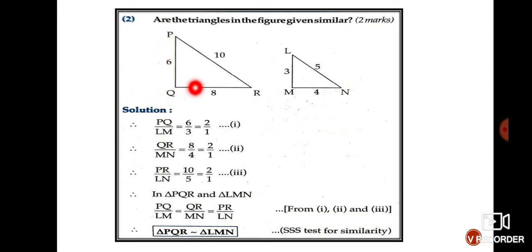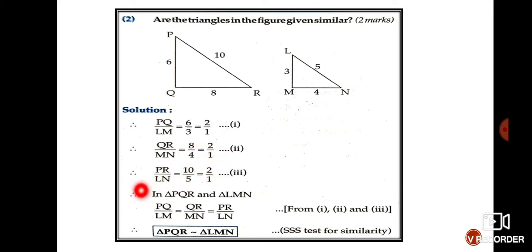Side PQ corresponds to side LM. Let us write down the ratio. PQ upon LM is 6 upon 3 is equal to 2 upon 1. The next corresponding side is QR upon MN. We have QR upon MN is equal to 8 upon 4 is equal to 2 upon 1. Then the third pair of corresponding sides, PR upon LN. Substitute the values, 2 upon 1. So you can see the values of all these ratios over here is 2 upon 1.